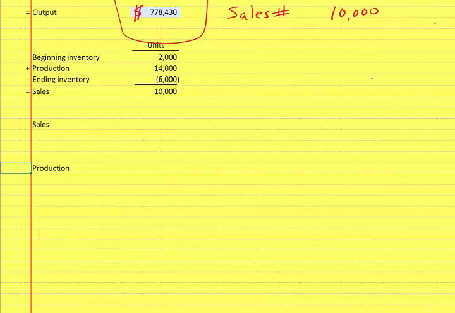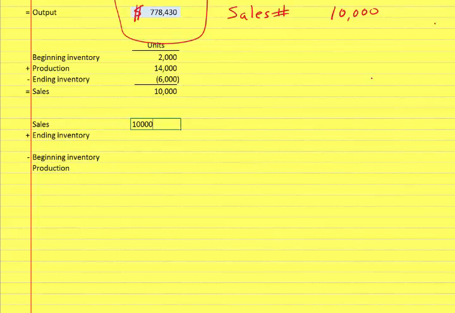Now let's take a look together. When we solved for production above, we said sales minus a minus ending inventory. So I'm going to say plus ending inventory. And then we said minus beginning inventory. So I'm going to say minus beginning inventory. And that's the exact formula that we used to compute the 14,000 above.